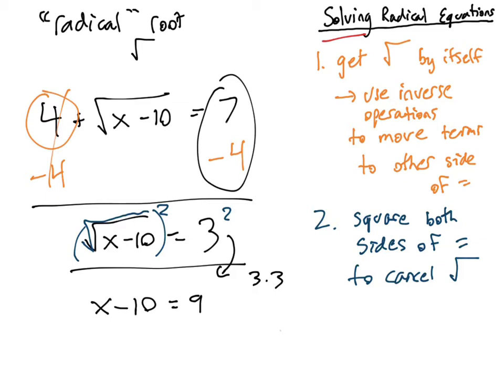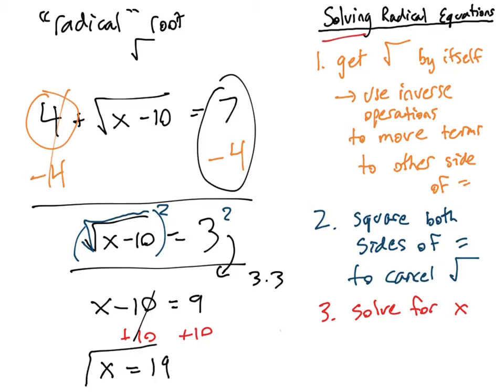After we've gotten rid of the radical, there might be some terms left over that were inside of our radical originally that we should still continue with when we're solving. So now we want to solve for our variable, again using inverse operations to move things to the other side of our equal sign. If we add 10 to both sides of this equation, negative 10 plus 10 cancels out and we're left with x equal to 9 plus 10, which gives us 19.